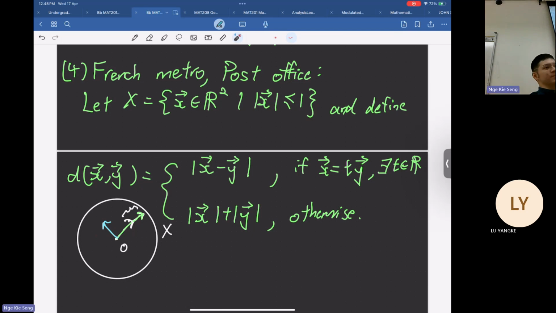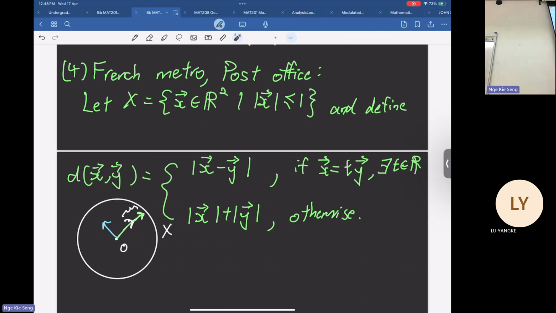Or some metro system. Imagine that this origin is your center. If you are sending a letter from here to here, the distance is only here. But let's say you need to send a letter from here to here. What do you do? You come back to the center and then you go out again.